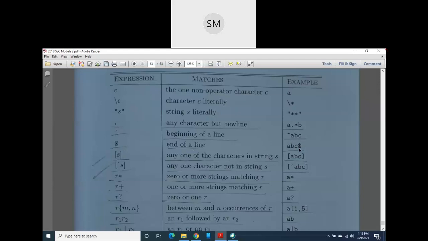End of line or end of string we also indicate. At the end of your line or your string, you just mention dollar. So it indicates that this line is completed here only. This line is ended here.